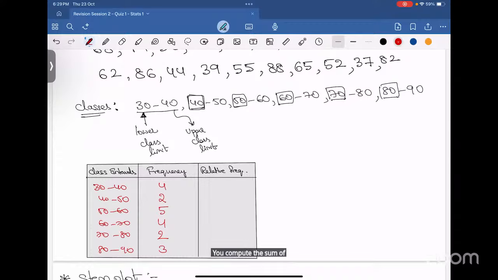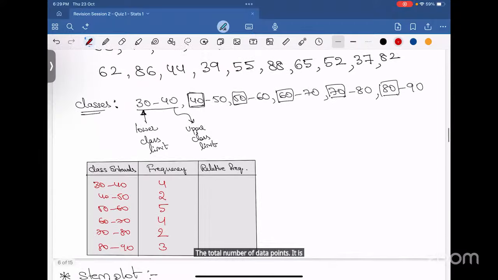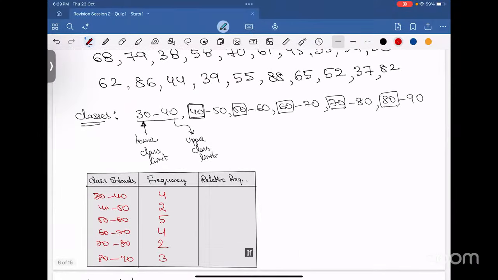of the frequencies. The sum of the frequencies should give us the total number of data points. 20. It should be 20. If you count, 4 plus 2 is 6, 6 plus 5 is 11, 11 plus 4 is 15, 15 plus 2 is 17, and 3, 20. So it's correct.